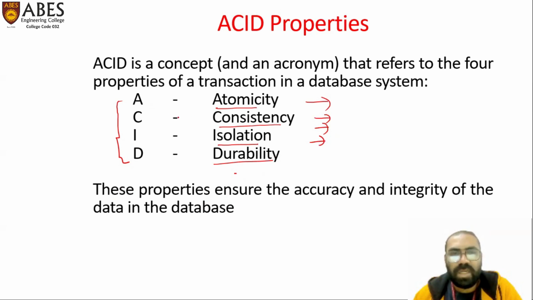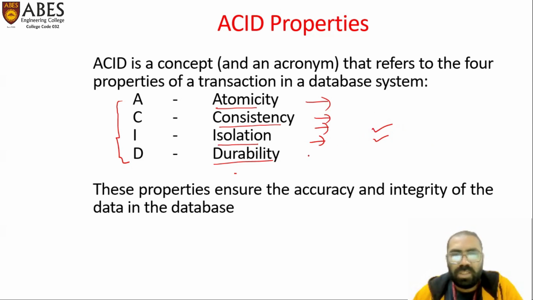Now, it looks like the overall transaction depends upon these properties, and these properties make all the transactions happening in today's real world look so easy. What are these properties and what is their importance in the transaction? ACID is an acronym that refers to the four properties of a transaction in a database system. So basically, these are the properties of a transaction.